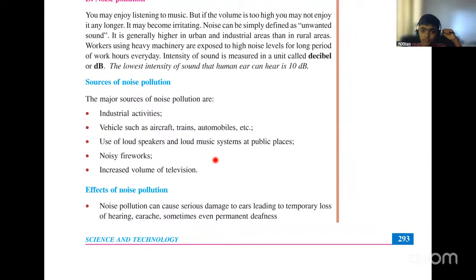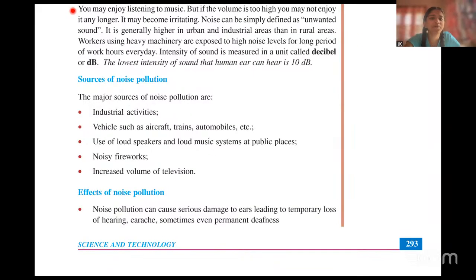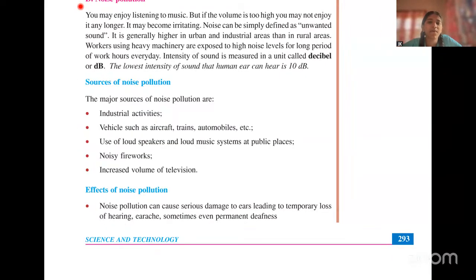Now next is noise pollution. So I request Jashron to read the noise pollution, please. Okay. You may enjoy listening to music, but if the volume is too high, you may not enjoy it any longer. It may become irritating.